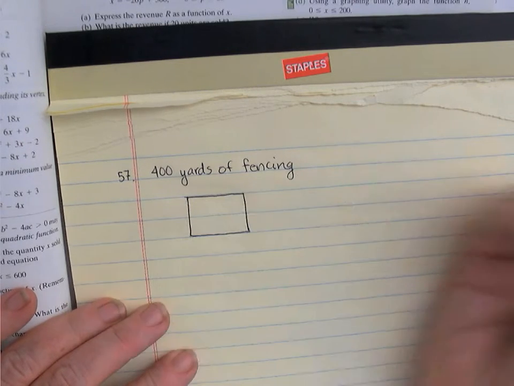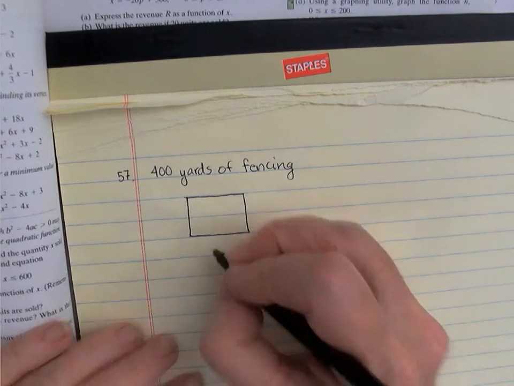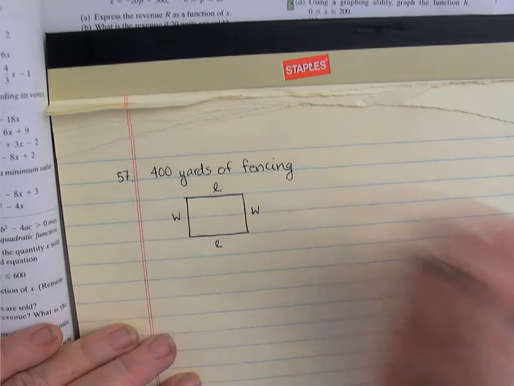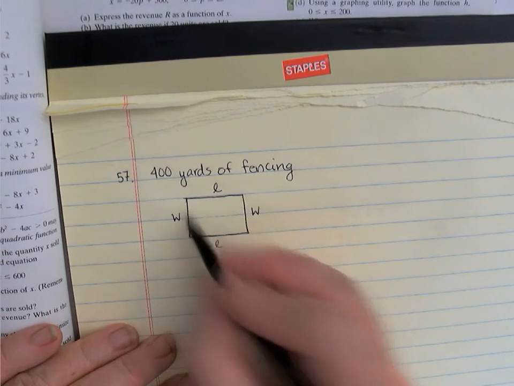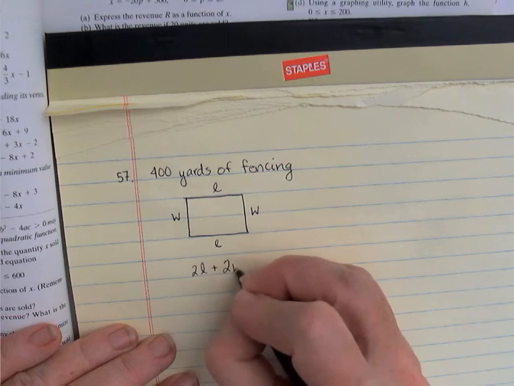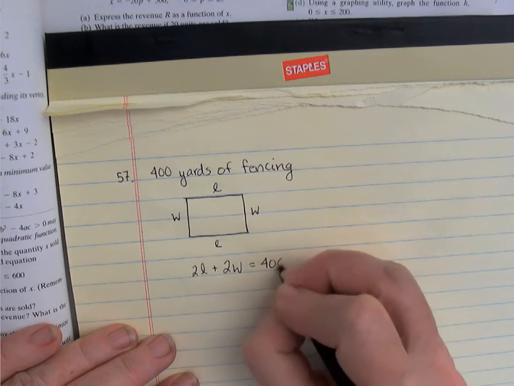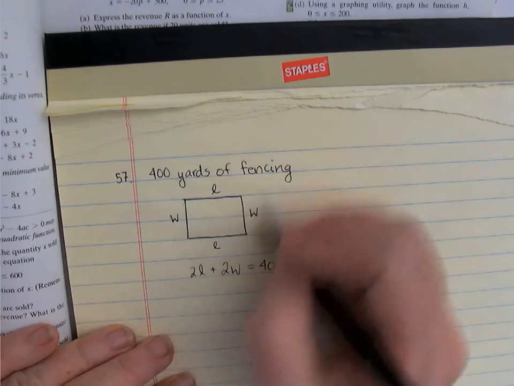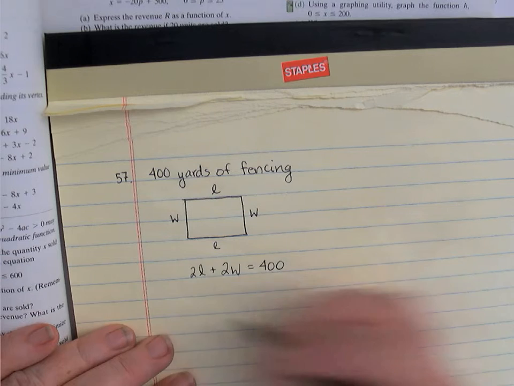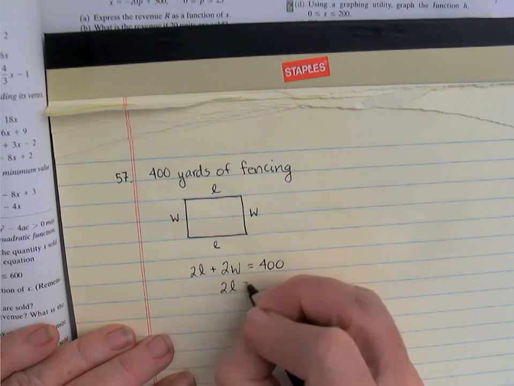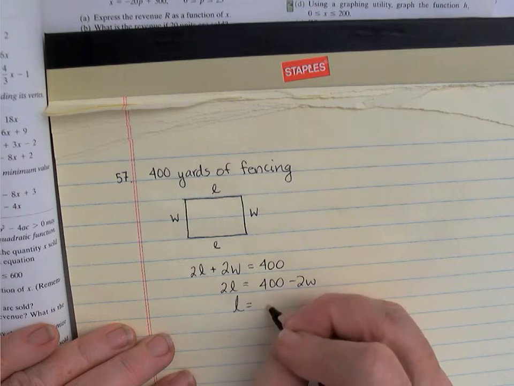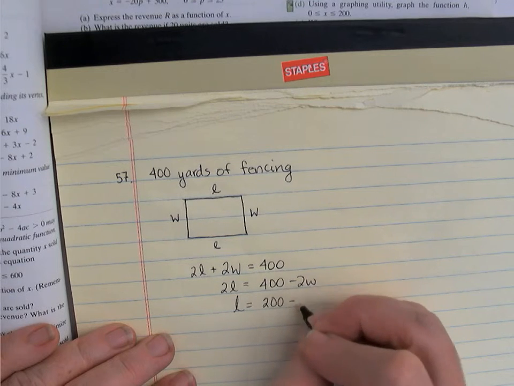What we know is that any rectangular area is going to have a length and a width, and that's L and that's W, but he has 400 yards of fencing. So what I know is that 2L plus 2W is going to give me 400. I'd like to get rid of one of these variables, so I'll get rid of L. I'm going to solve this for L. So 2L is 400 minus 2W. So L, in fact, is just going to be 200 minus W.